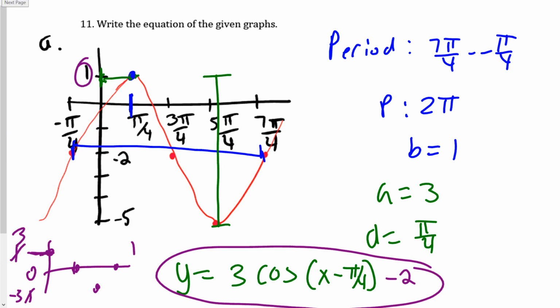So here's the equation for cosine. Mostly the only thing that changed was just your negative pi halves there, right? That's the only thing that switched. That was your d. Okay. Let's go ahead and do one more.